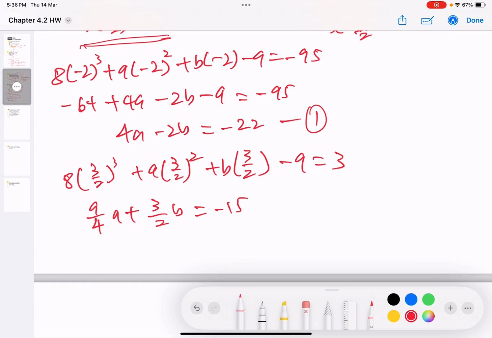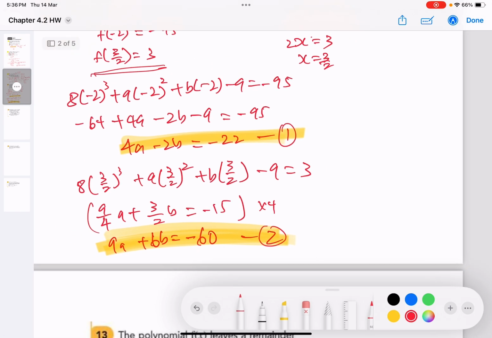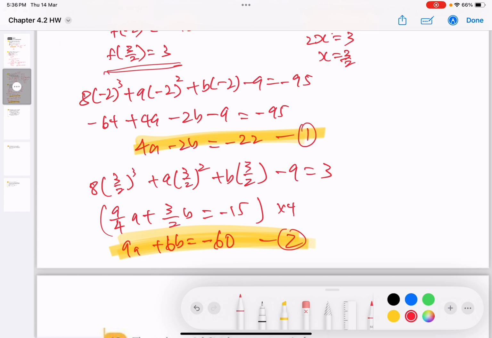I don't really like to do fractions, so shall we just multiply by 4 throughout? If I multiply this whole thing by 4, I'm going to get 9a plus 6b is equal to negative 60. Alright, so this is my equation number 2. I'm not going to tell you how to do simultaneous equations. I believe you are able to do it. So please solve this simultaneously. If you do that, you will get a is equal to negative 6, b is equal to negative 1.